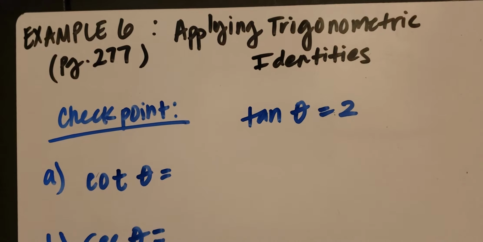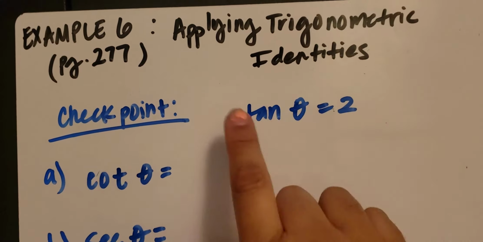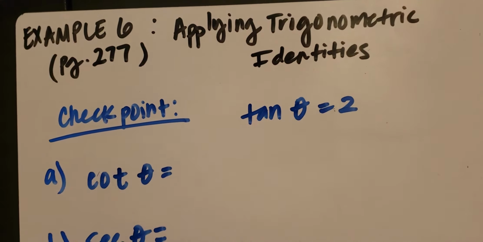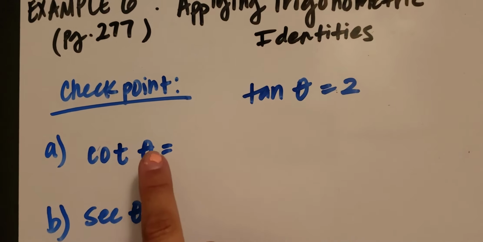All right, boys and girls, welcome to day 2 of section 4.3. I'm going to start off with example number 6, applying trigonometric identities, and you can find that on page 277. So I'm doing the checkpoint.